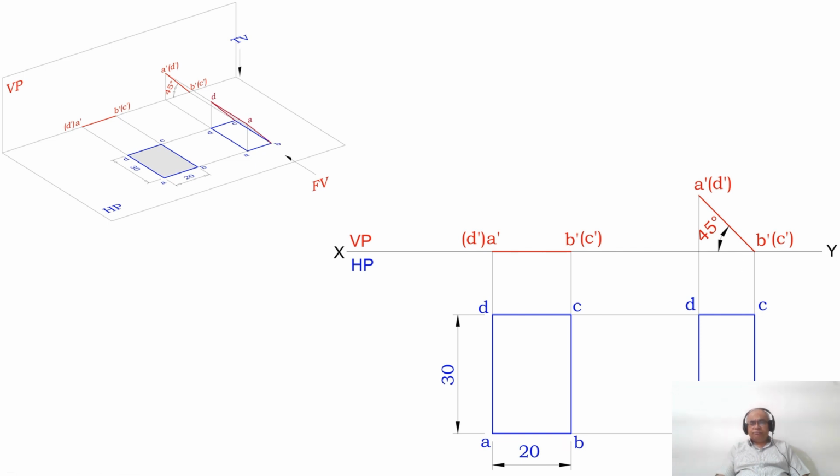From A dash to A, you mark this point as A. From B dash to B, you mark this point as B. Then C dash to C, mark that point as C. And from D dash to D, you mark this point as D. Then join A to B, B to C, C to D, D to A with a dotted line. So this is how you will be able to reproduce the second position top view.